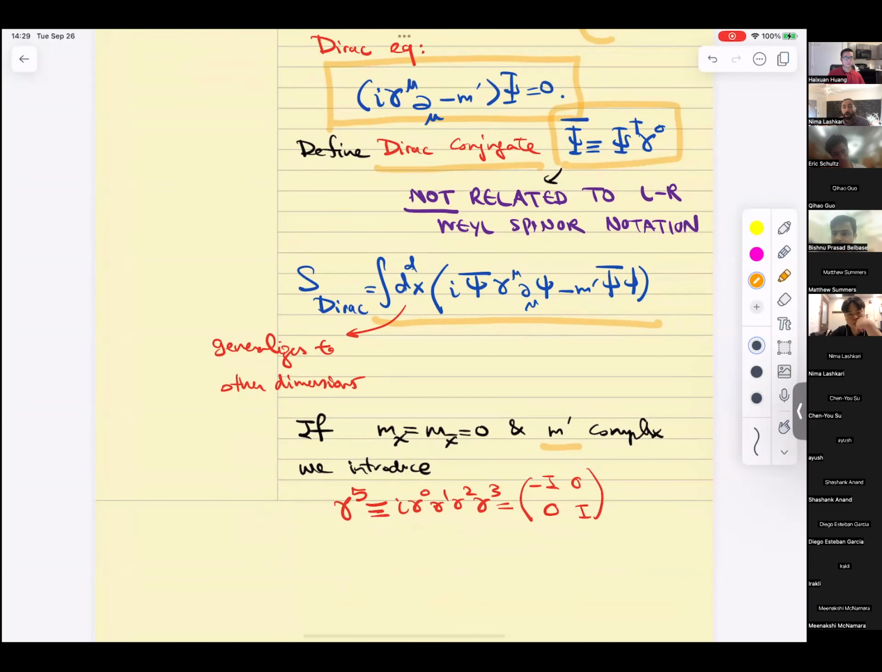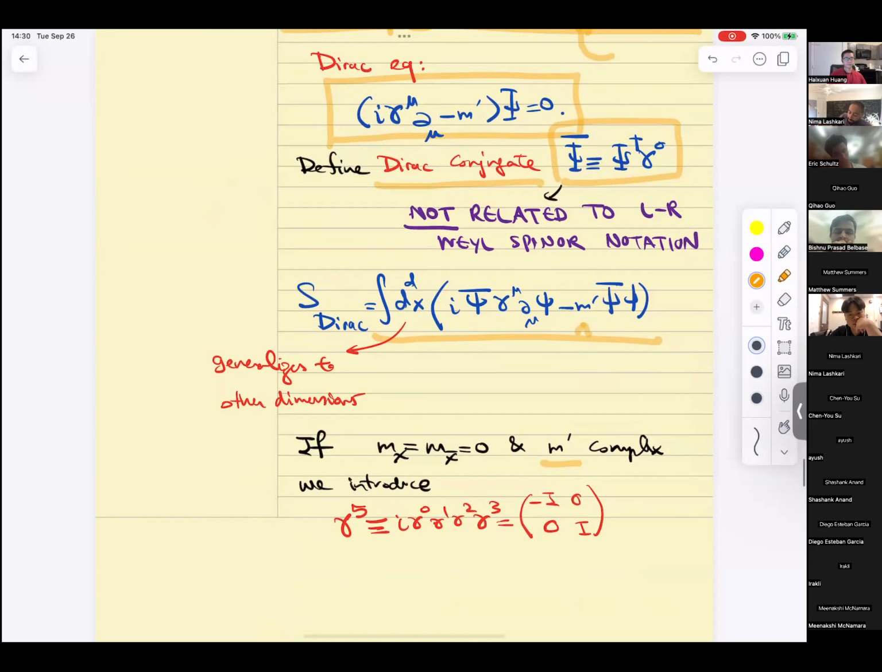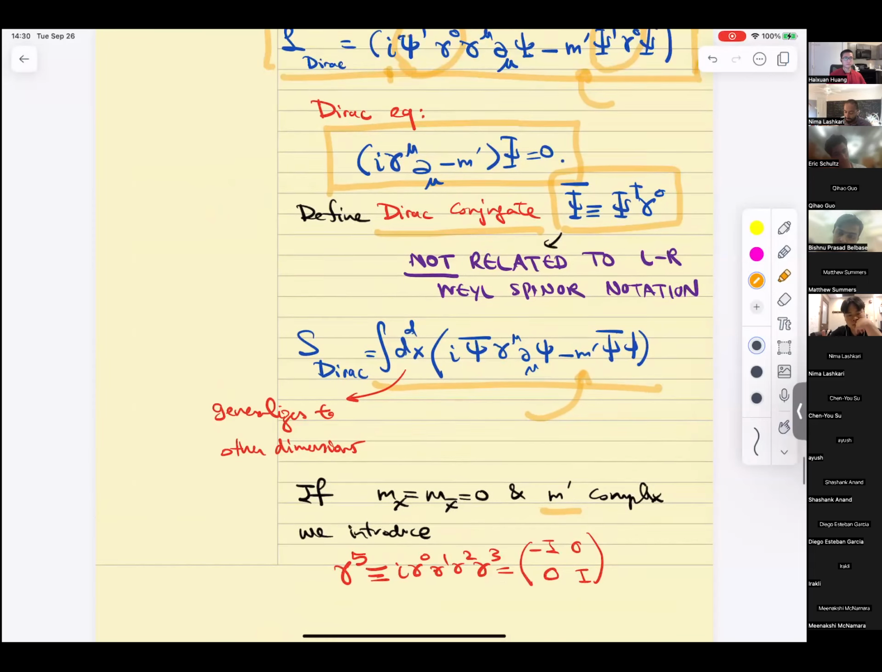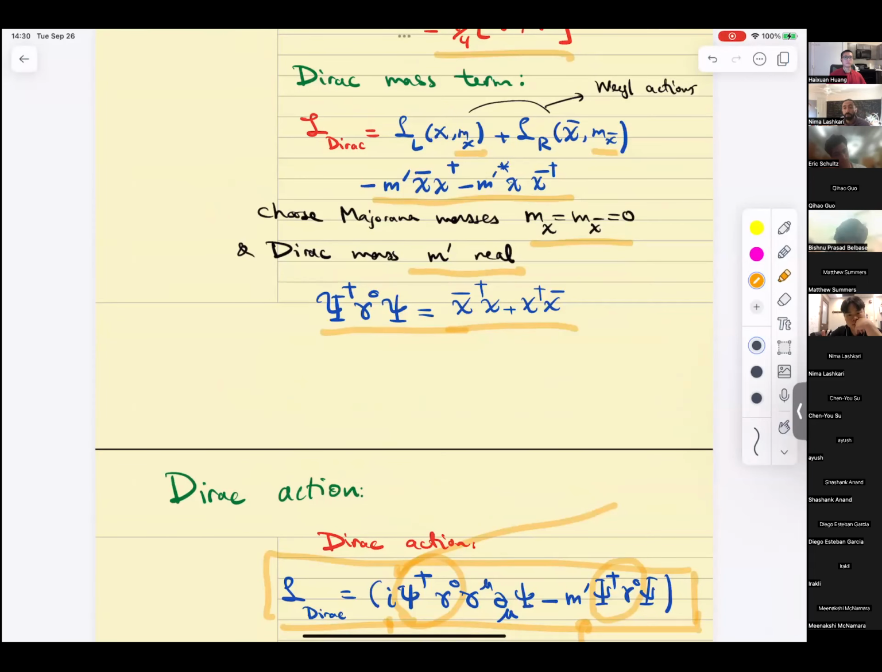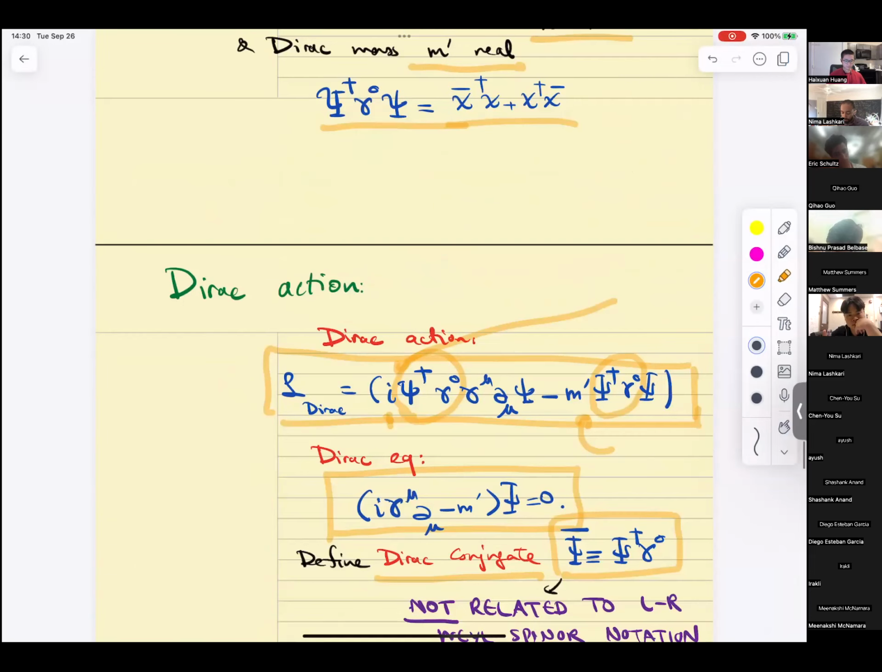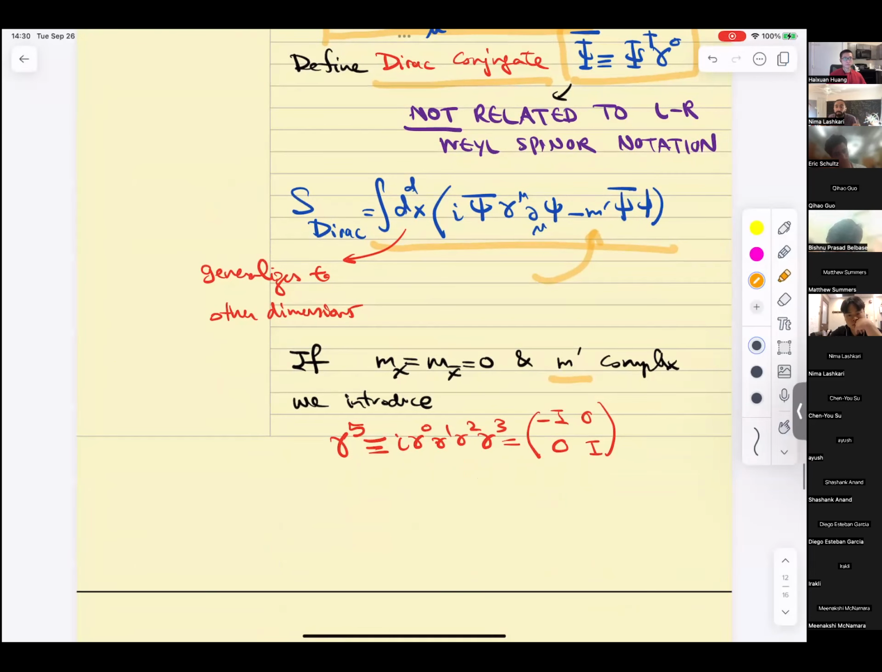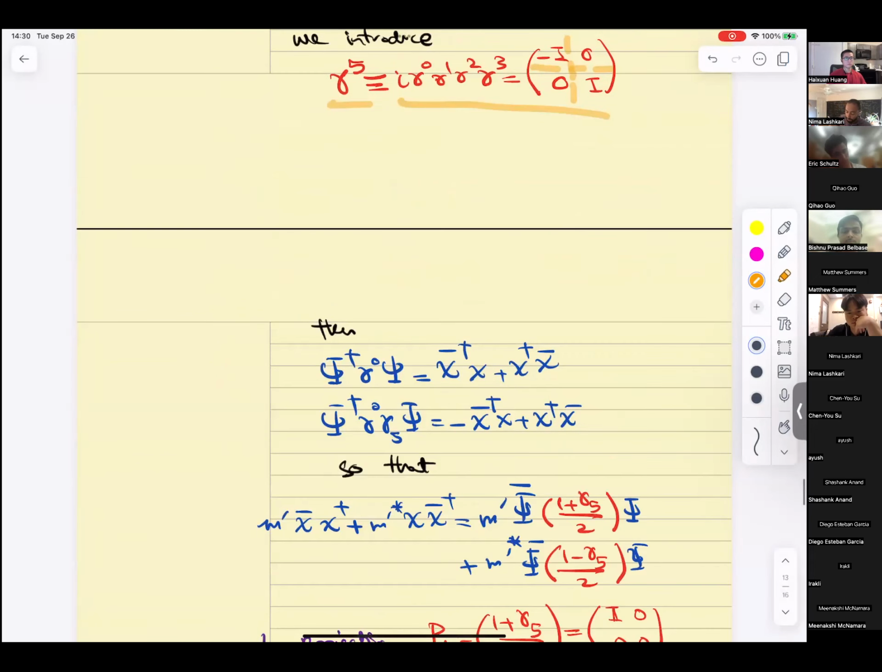Recall that M prime was complex, right? So what I wrote here, actually, in writing this, I sort of assumed that M prime is real. I didn't say it out loud, but I assumed that M prime is real. If you want to make it complex, because it was originally complex, you define this gamma 5. This gamma 5 is just some conventional thing, but look what it does. It's some object that multiplies the left by -1 and the right is left untouched.